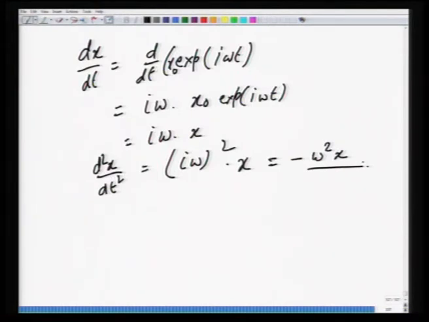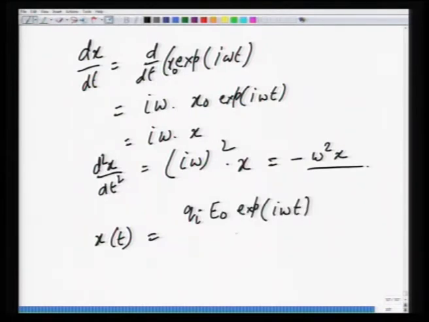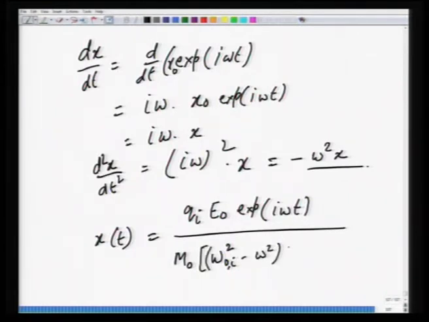Okay. So, you just put in these terms, and you put in the term for E, and if you ignore the transient term, the solution of this equation is basically in terms of x. So, x(t) is equal to q i into E naught exponential of i omega t divided by m into omega naught i square minus omega square plus i into gamma i omega. So, this is the expression.